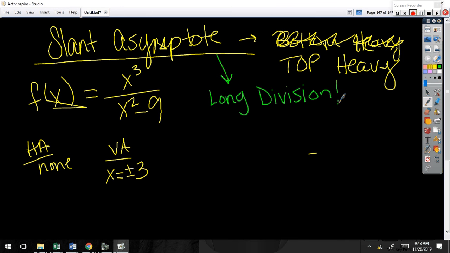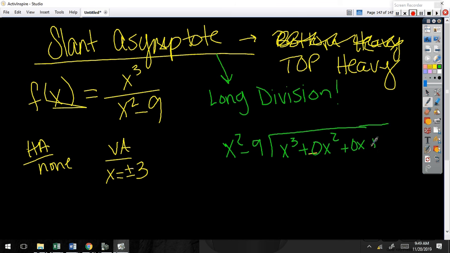If it'll lend itself to synthetic division, you could, but this one won't. So what we're looking for here is what you get when you divide, not including the remainder. We're looking for the quotient. So we're going to do x squared minus 9 into x to the third. I don't have an x squared. Most of these are not going to be hard division problems, so don't start getting freaked out on me. They're going to be fairly easy.